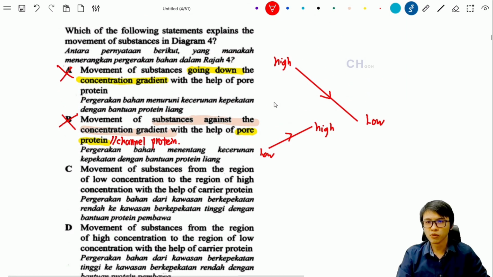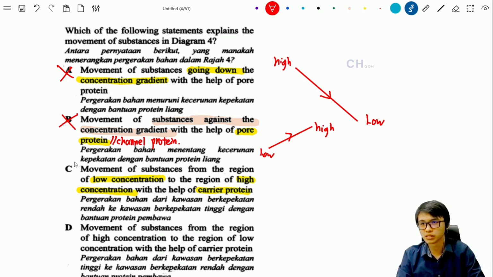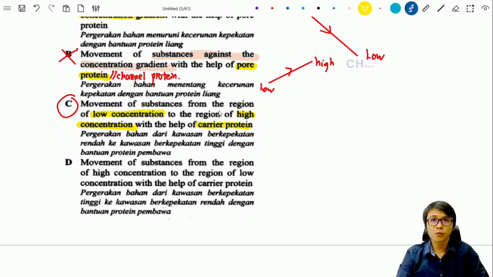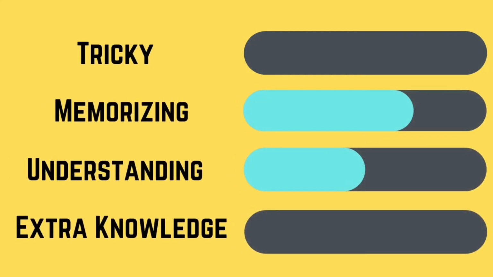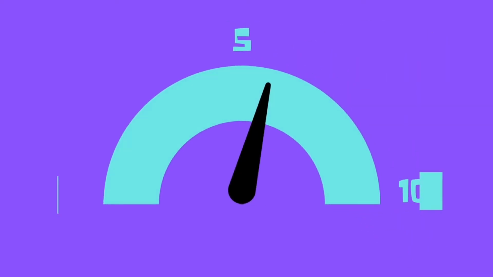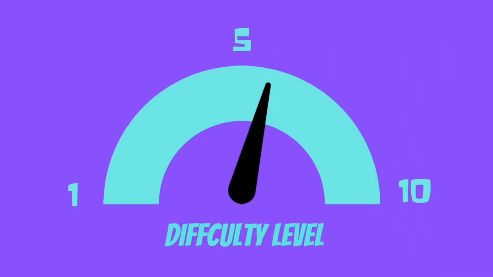Now look at C. Movement of substances from the region of low concentration to high concentration. This is active transport. Now with the help of carrier protein, yes, all correct. So the answer supposedly is C. Now look at option D. Movement of substances from the region of high concentration to low concentration. Now, high concentration to low concentration is passive transport. So D is wrong. This question needs a lot of memorizing and a little bit of understanding. So overall, I will give it 6 out of 10 for the difficulty level.